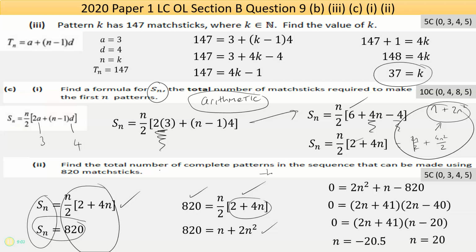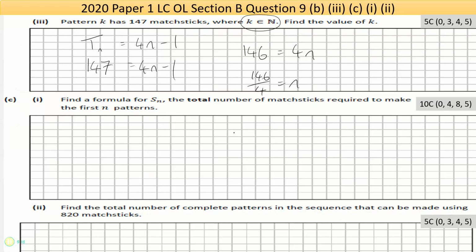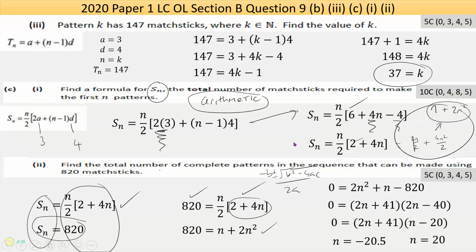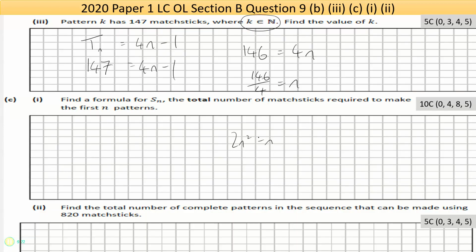Now, I could use the minus b formula. What I've done here is I've used the quick method, and I went to open up 2 brackets. Let me go back a page. 2n squared plus n minus 120. 2n squared minus n is a minus, plus n minus 820.